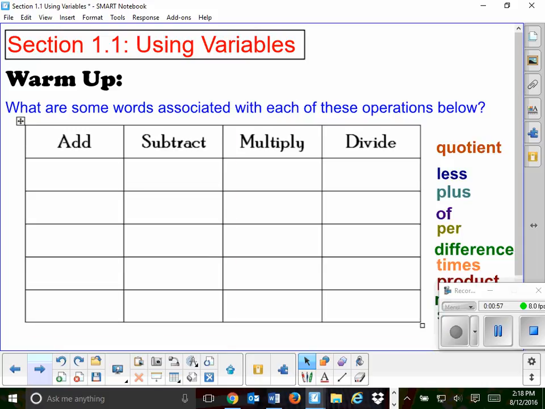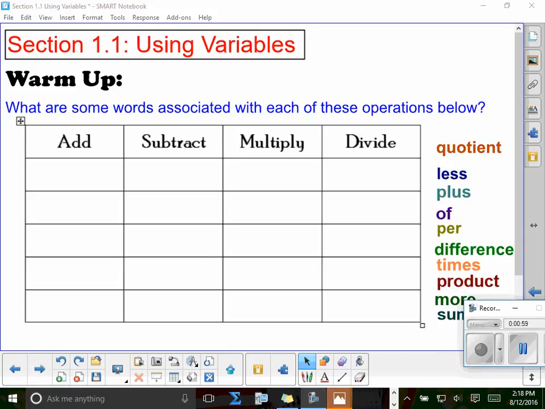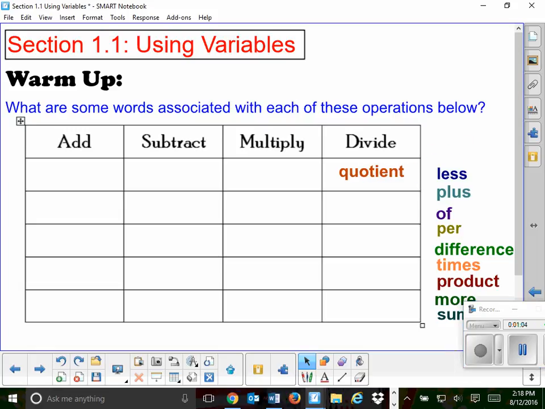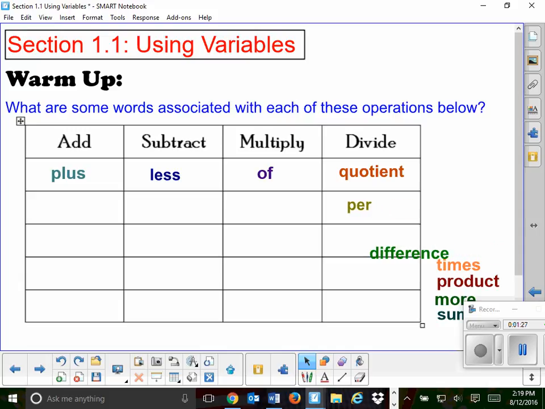So here are some of the words that I have associated with it. Maybe some of you use the word quotient, and that would be divide. Less would be subtract. If you don't have these words, just add them in. Plus would be to add. Of is a huge one that you'll hear in a lot of fraction problems. A fourth of 25 means to multiply. Per, like miles per hour. Difference would be subtract.